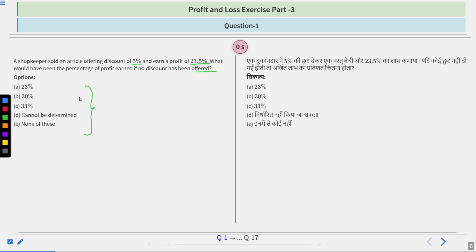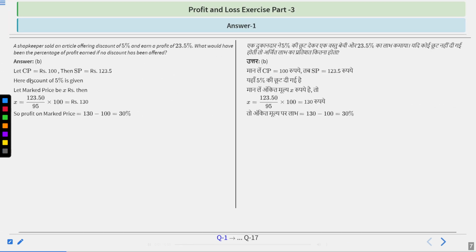Now time's up. Let's see the solution. First we let the CP. CP is 100. So SP will become 23.5% profit. So SP is 123.5. Clear? Here discount is 5%. So discount will always be given on mark price. Clear? So let the mark price of the article be X rupees.